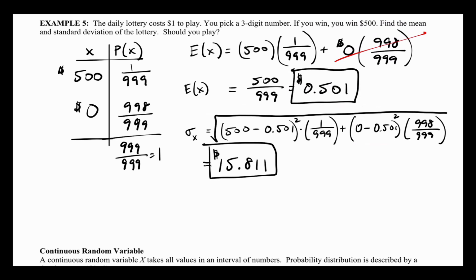So the third point comes from: should I play or not? It's a yes or no answer, but you also have to say why. So we're either going to say, yes, I would play because, or no, I would not play because.